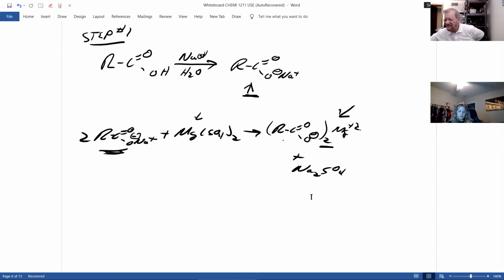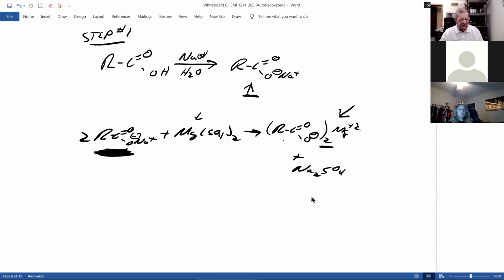Dr. White. Yes. With the carboxylate anion in the second step, is it two moles of it, the two in front of it? That means two moles of this. Okay. One mole of that to make one mole of this and one mole of that. And the reason you need the two here is because you're going to end up with two on this side.